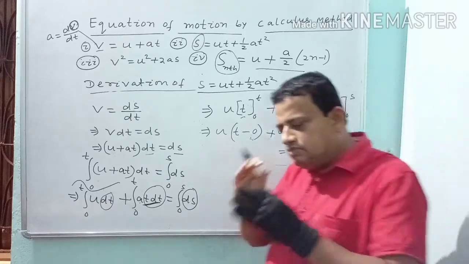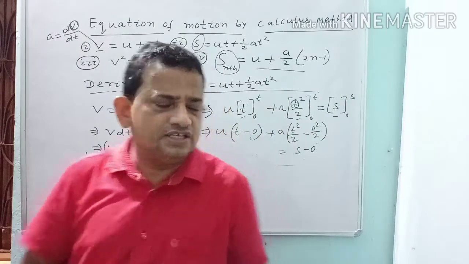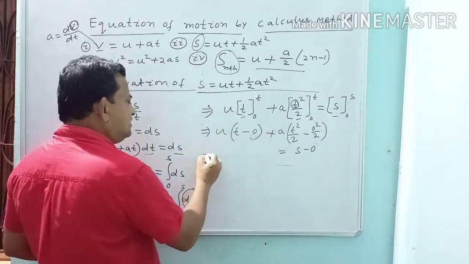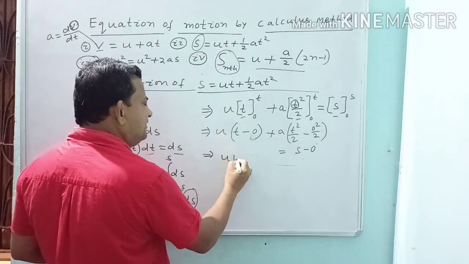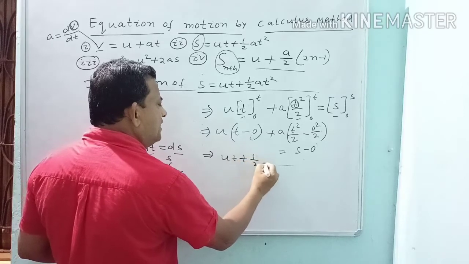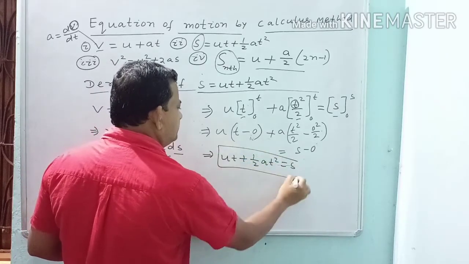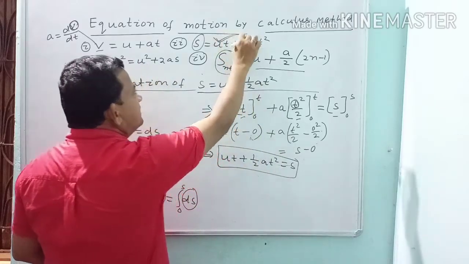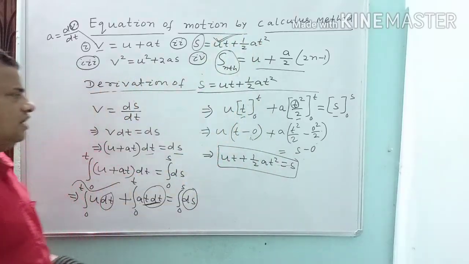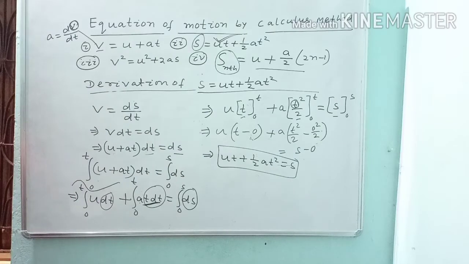So if you solve this one, if you simplify this one, what you get is ut plus half at square is equal to s. This is the case: s is equal to ut plus half at square. So this is your second equation by the calculus method.